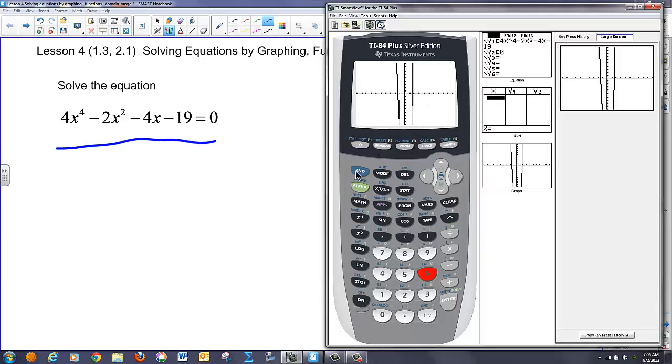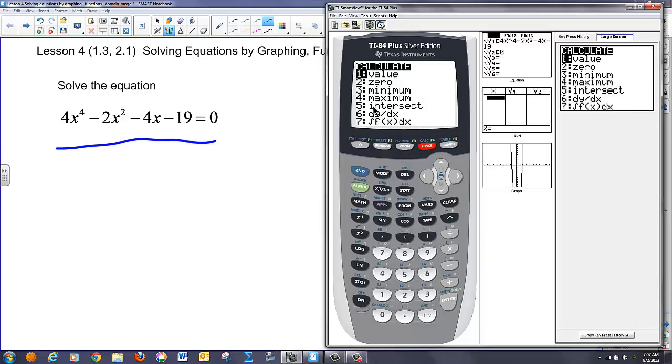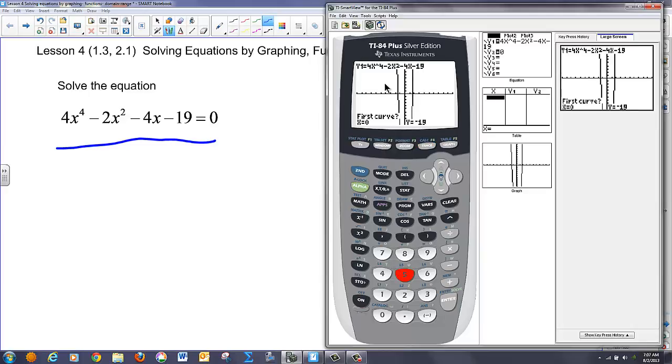To go about doing that, we'll repeat the steps we did for our intercepts in our last lesson. I go second, calculate. I want to find the intersection, so I'm going to hit 5. Then I want to find the blinking cursor, which I can't see right now. Now it appears to be at 0 and negative 19. I want to bring it over to this point, so I use my left arrow, and hopefully that blinking cursor will appear. There it is.